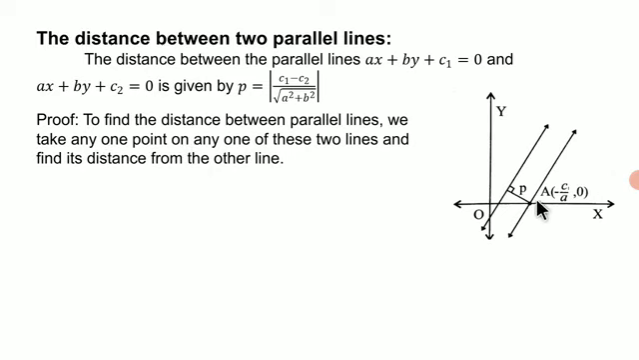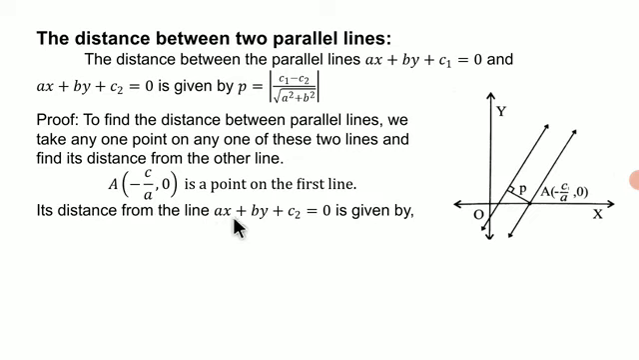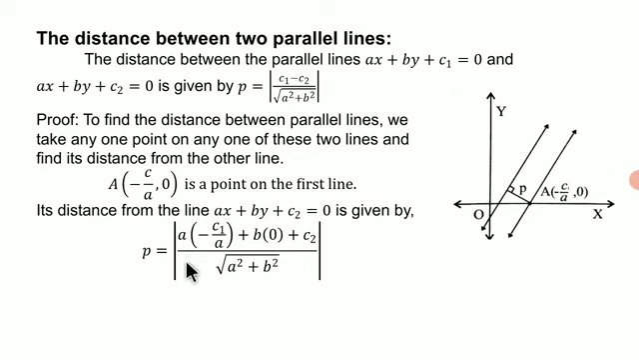So here we take a point A on a line and we find the perpendicular distance from other line. And so here A is (minus c upon a, 0), a point on the first line. Its distance from the line ax plus by plus c2 is equal to 0 is given by p is equal to modulus value of a into minus c1 upon a plus b into 0 plus c2 divided by square root of a square plus b square. Here we find the distance of point A from the line ax plus by plus c2 is equal to 0.